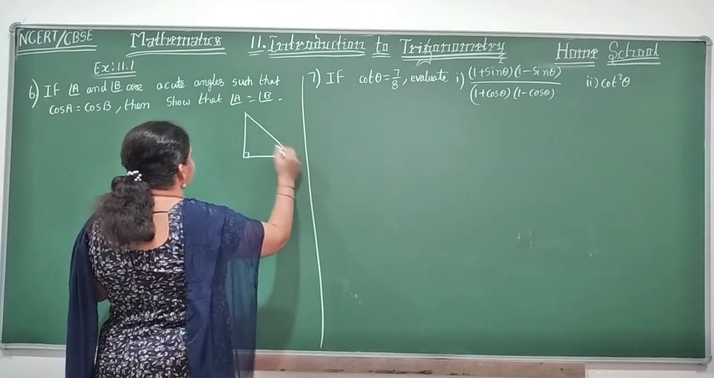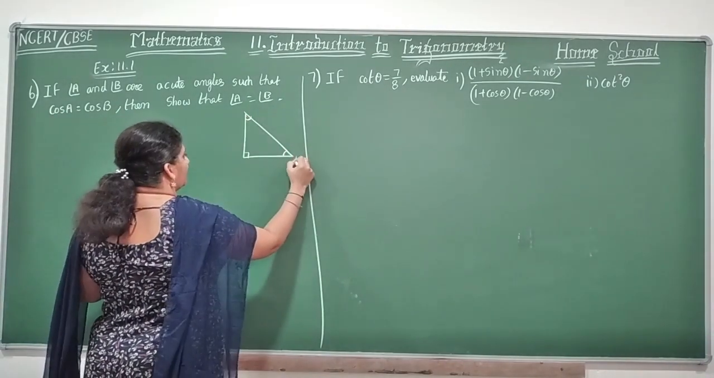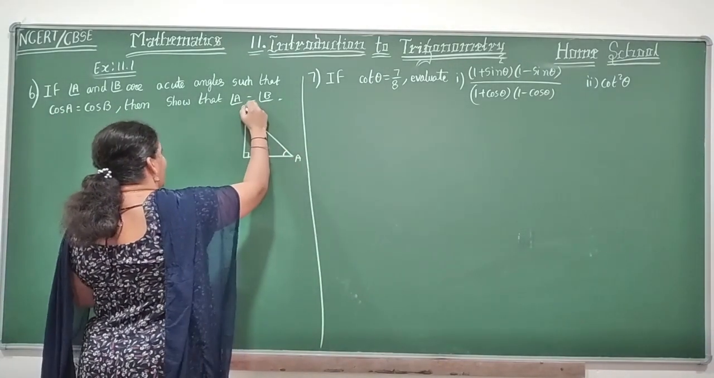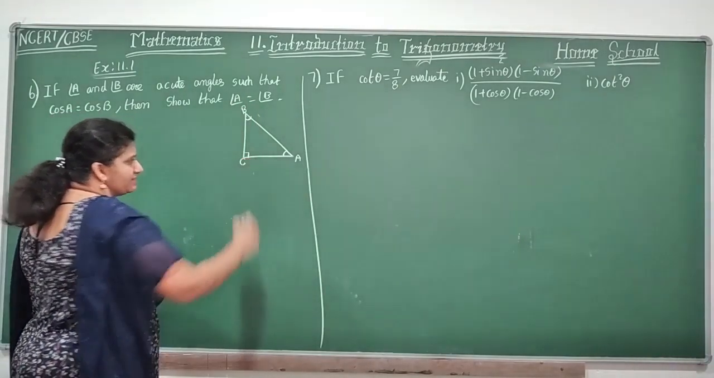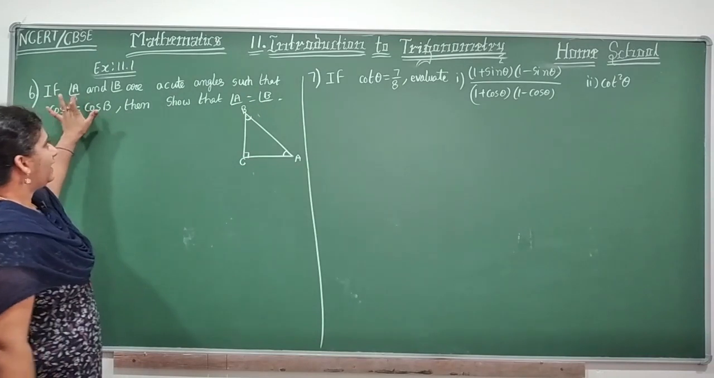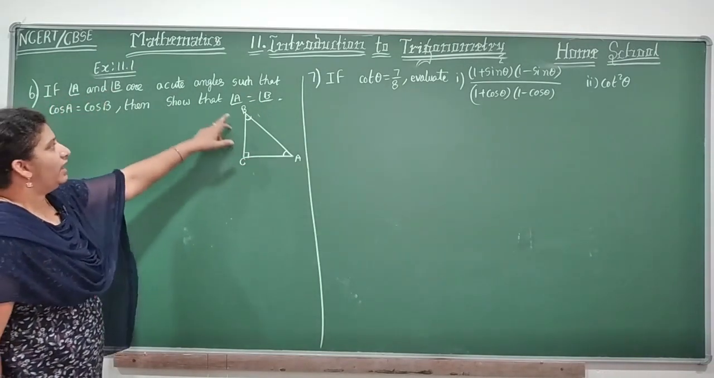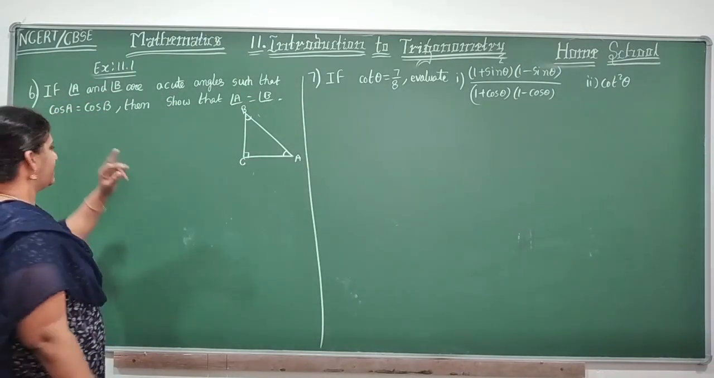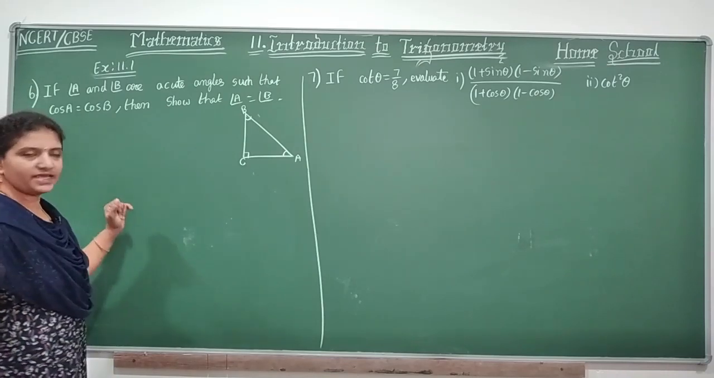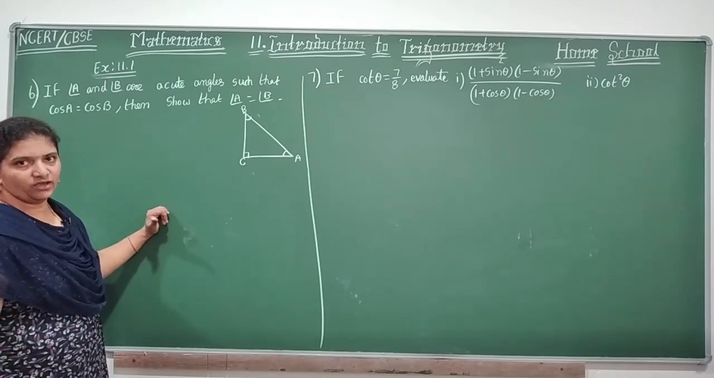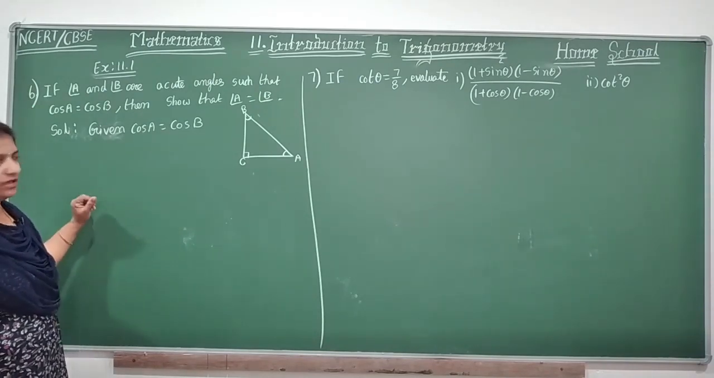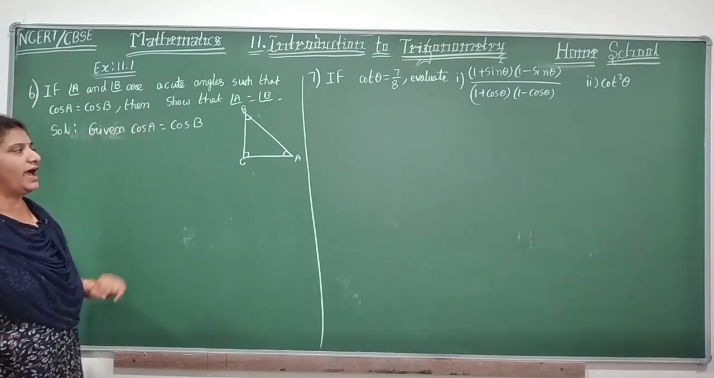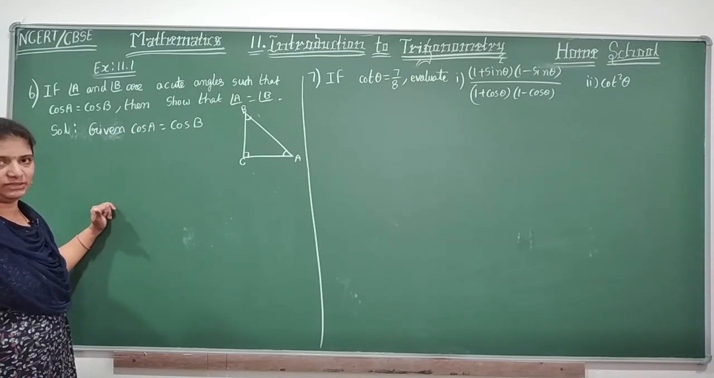So, which angles are acute here? Angle A and angle B. So, this must be C. Angle A and angle B are acute angles such that cos A is equal to cos B. Given cos A is equal to cos B, show that angle A is equal to angle B.